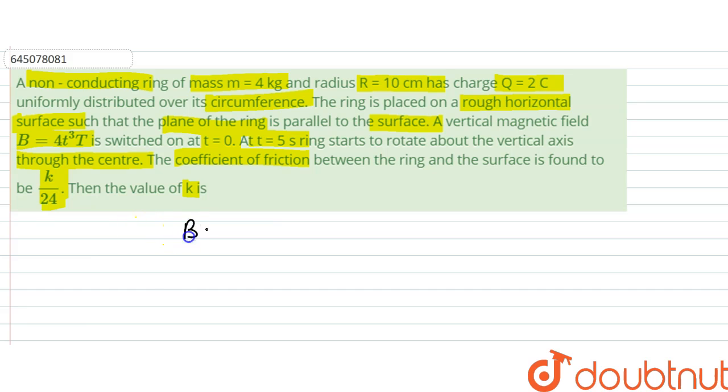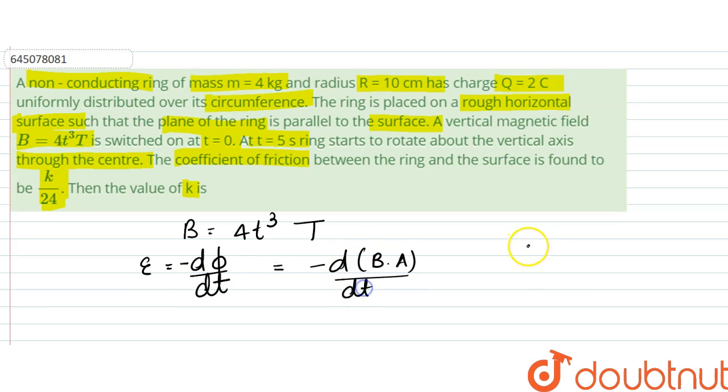As we know that the magnetic field is varying with time, 40 t cube Tesla, so it is a function of time, right? So if the magnetic field is changing with respect to time, the flux would also change. So there would be an EMF generated, that would be equal to d phi by dt according to Lenz's law, right? That is also negative. So that would be equal to minus d(B dot A) by dt. So we have used here Faraday's law and Lenz's law.